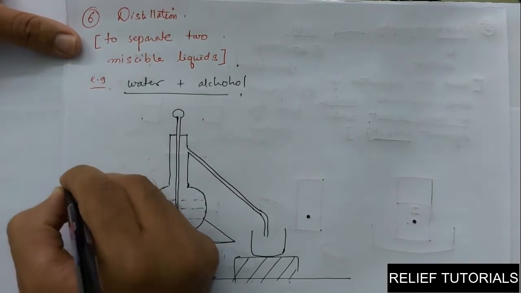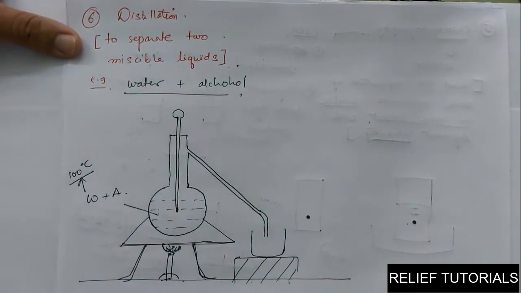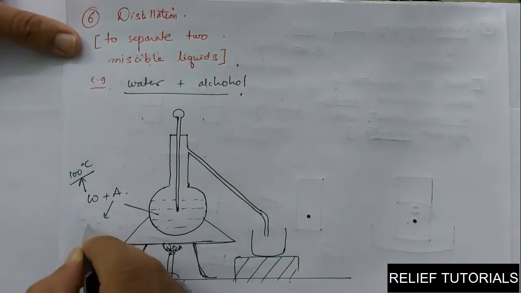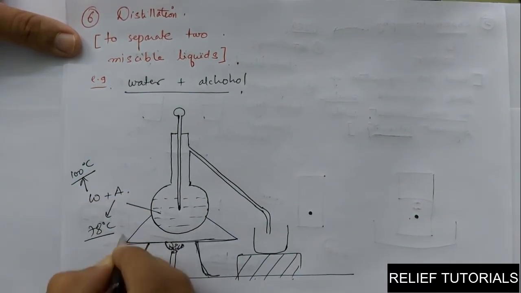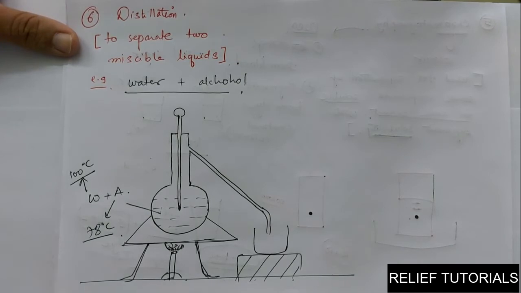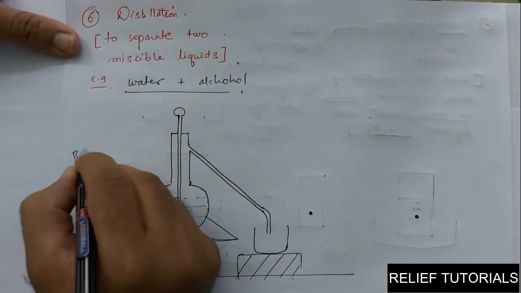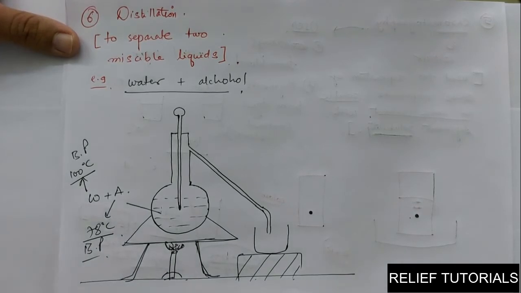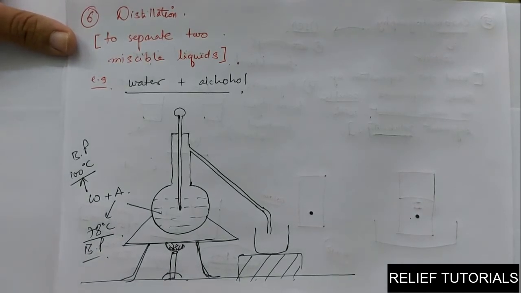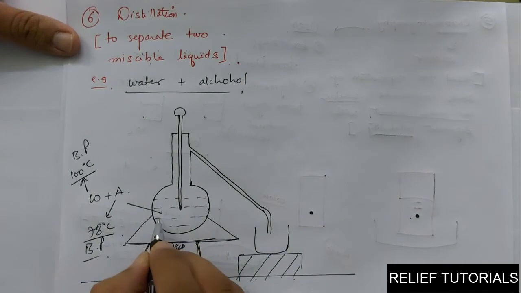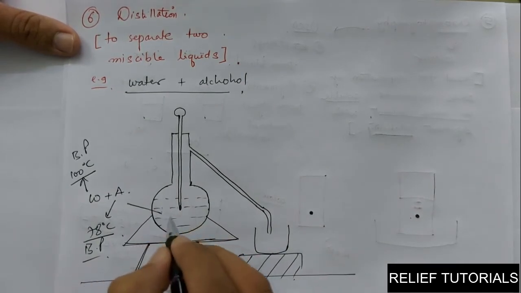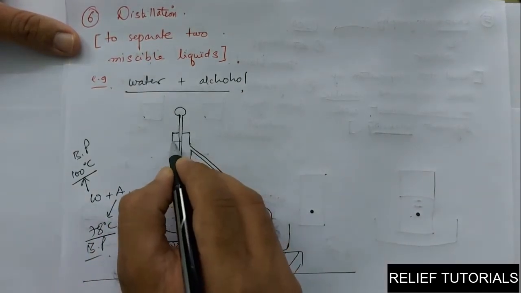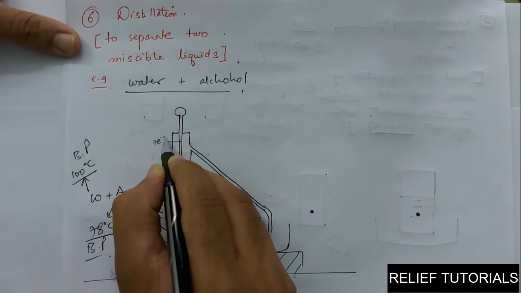Water's boiling point is 100 degrees Celsius. We know it, boiling point. And alcohol has a boiling point of nearly about 78 degrees Celsius. These are the two boiling points. Now both these boiling points are different, obviously. So using these characteristics, let us consider we are heating this, and when the temperature reaches 78 degrees Celsius, what happens?